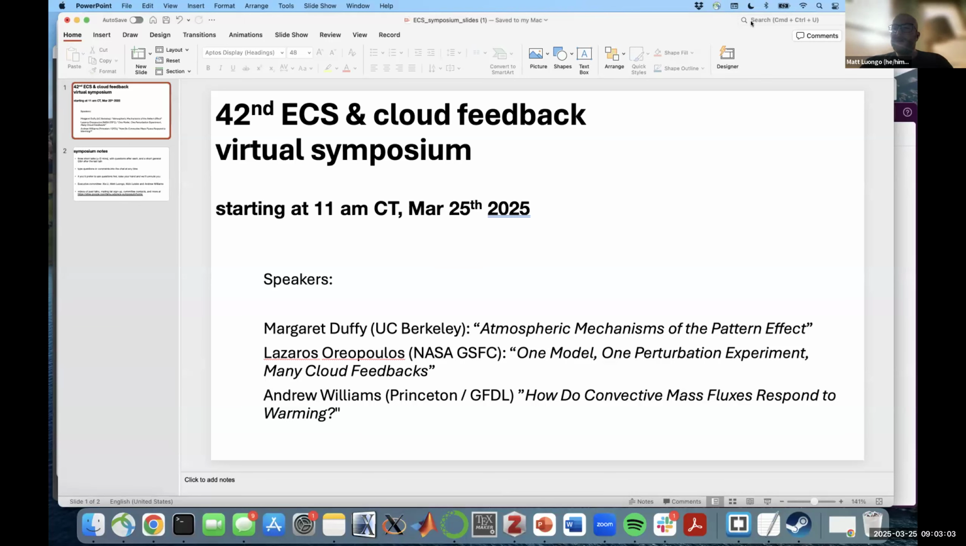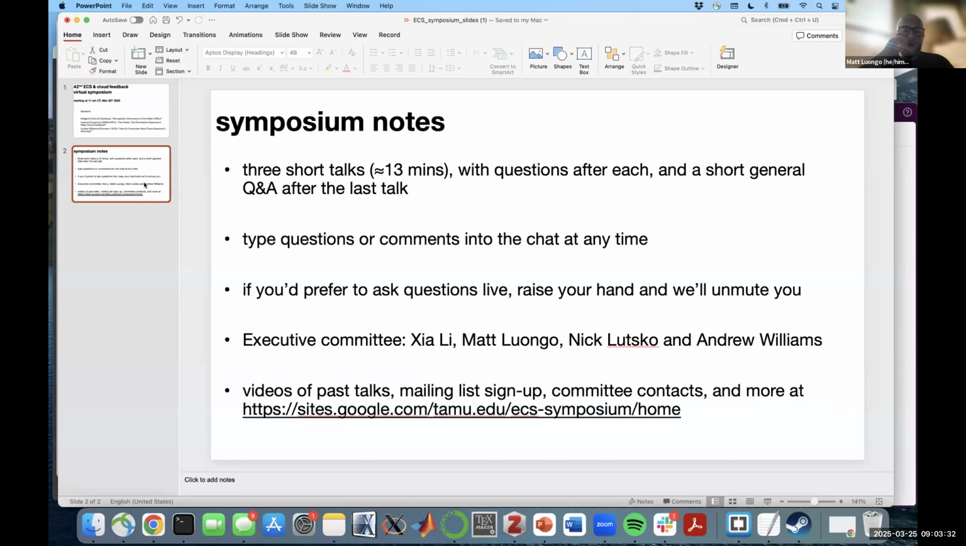Today we have three speakers. We have Margaret Duffy from UC Berkeley NCAR talking about atmospheric mechanisms of the pattern effect. We have Lazaros Oreopoulos from NASA Goddard Space Flight Center, one model, one perturbation experiment, many cloud feedbacks. And we have Andrew Williams, one of our conveners from Princeton GFDL, saying, how do convective mass fluxes respond to warming? And we're going to go in that order, so Margaret will start off today.